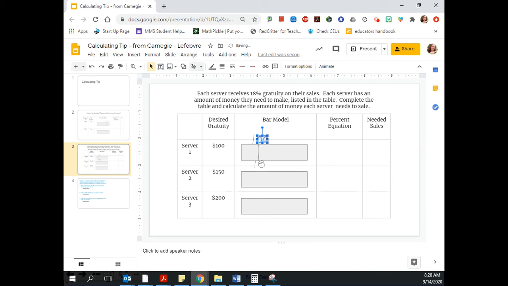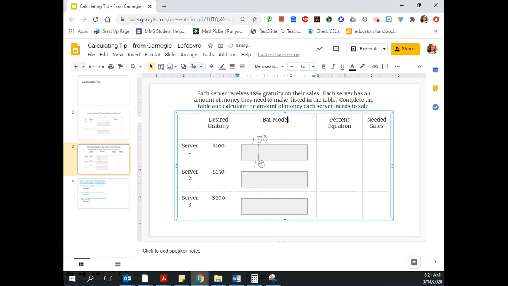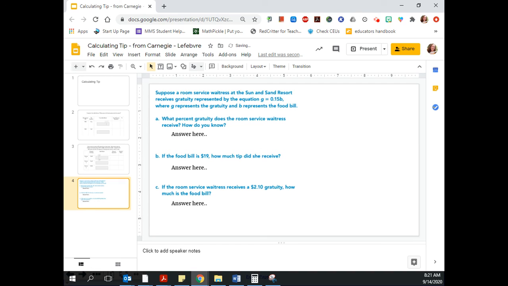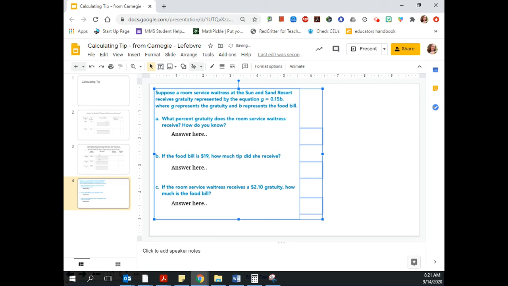All right. And the last slide, you're going to, if it'll let me select it here. So on slide 4, this is about room service, and they give you an equation. They let you know the percent equation right here. G equals 0.15B. G is the gratuity you get, B would be the food bill. So you will use that equation to solve A, B, and C.